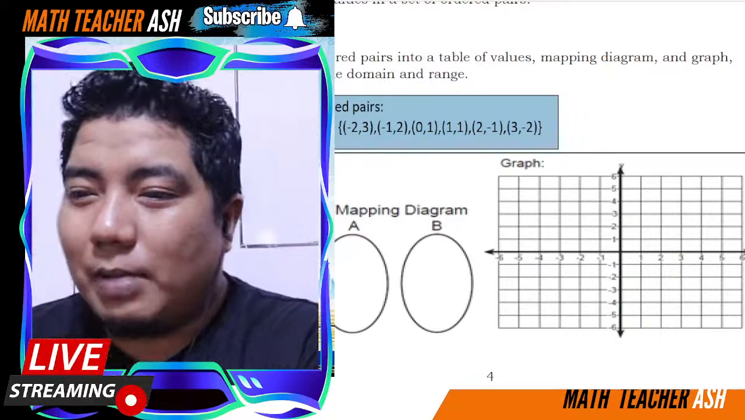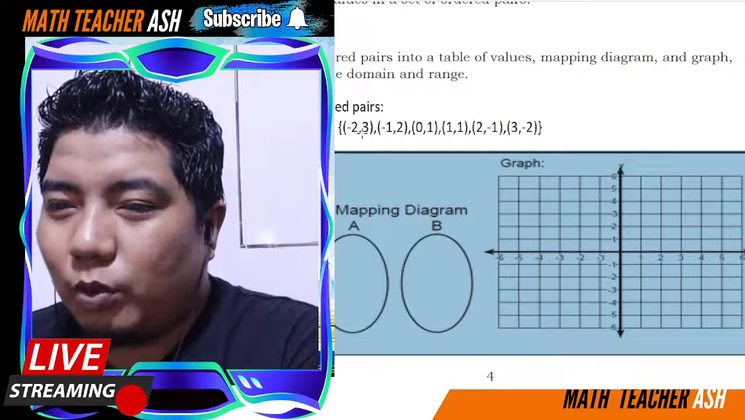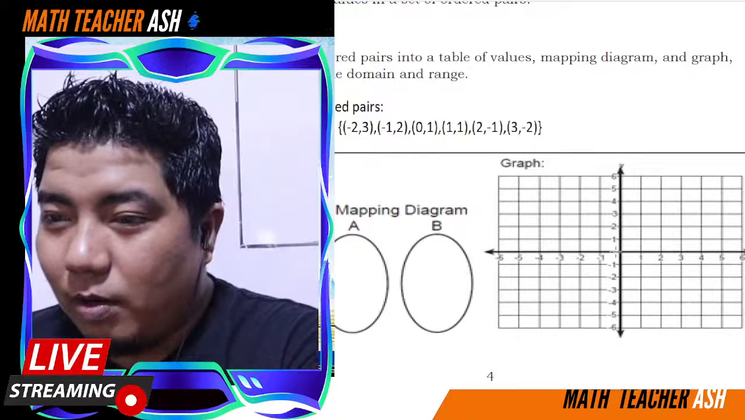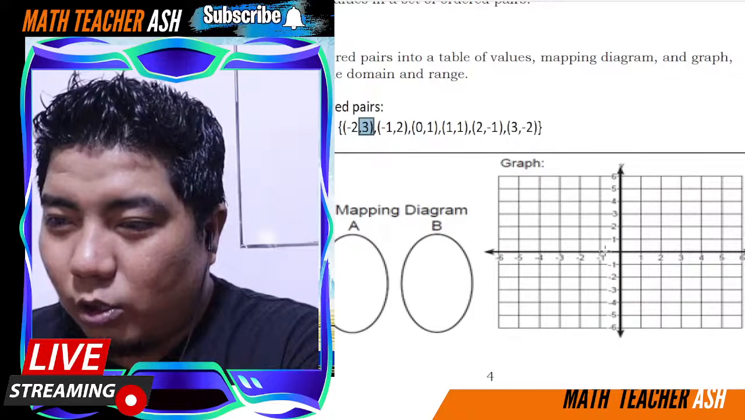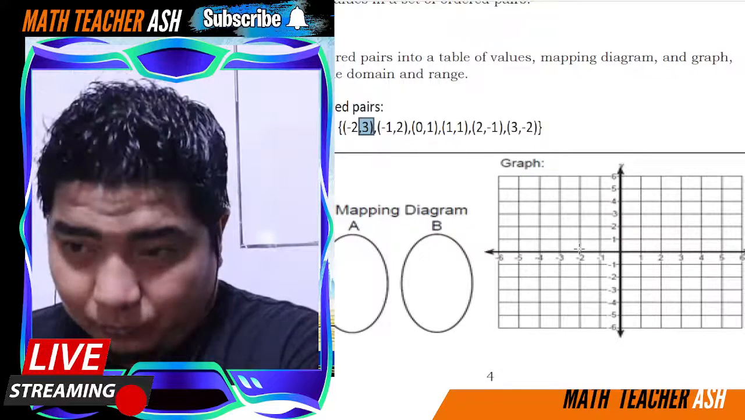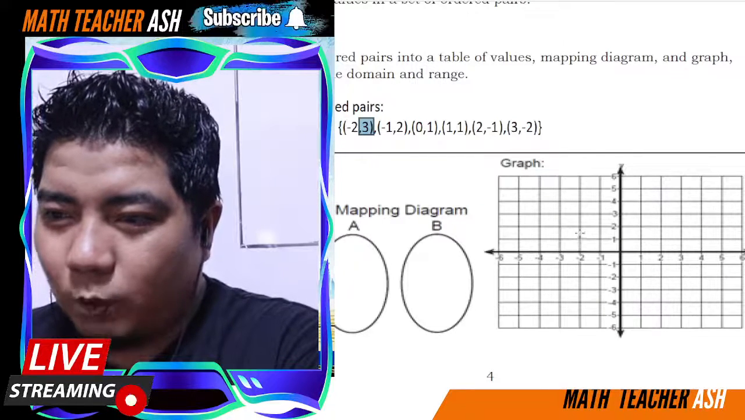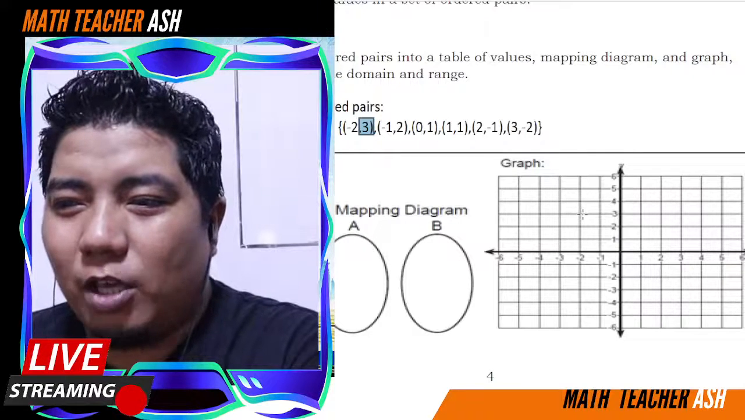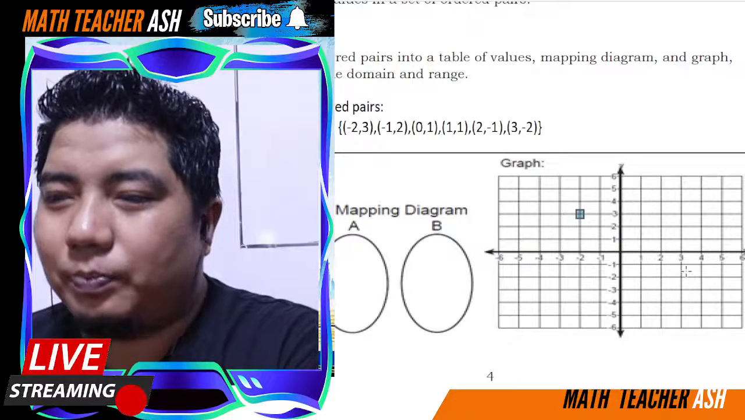Okay, so paano naman sa graph? Sa pag-graph naman, ito. So we have here negative 2 and positive 3. From here, that is negative 2 for x, positive 3 for y. So negative 2, 1, 2, x-axis tayo. Then positive 3 kay y, 1, 2, 3. Dito ka maglalagay ng dot. You put a dot here.